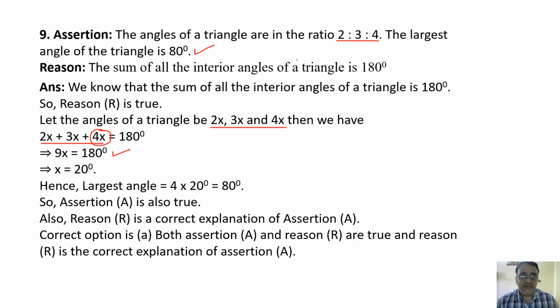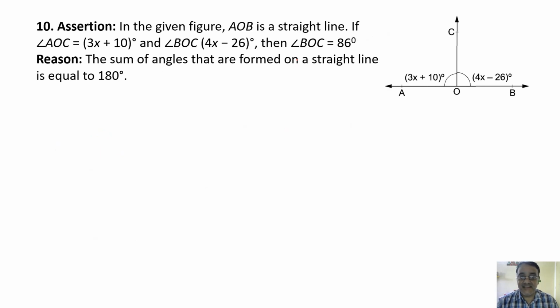Okay, now we are moving toward question number 10. Assertion. In the given figure, AOB is a straight line. If angle AOC is equal to 3x plus 10 degrees and angle BOC is equal to 4x minus 26 degrees, then angle BOC is equal to 86 degrees. And the reason given is, the sum of angles that are formed on a straight line is equal to 180 degrees. So the reason is correct, because the sum of angles formed on a straight line will be 180. So this is correct.